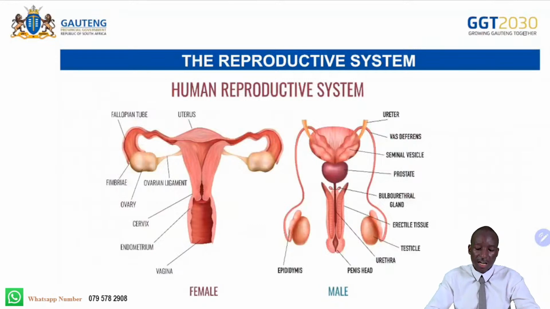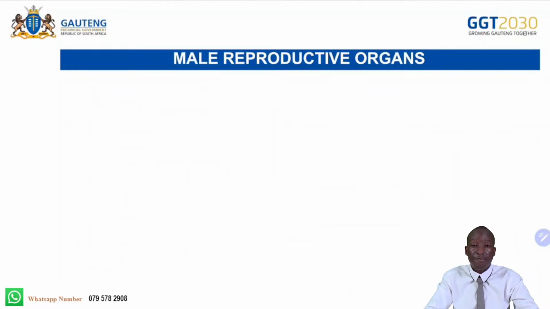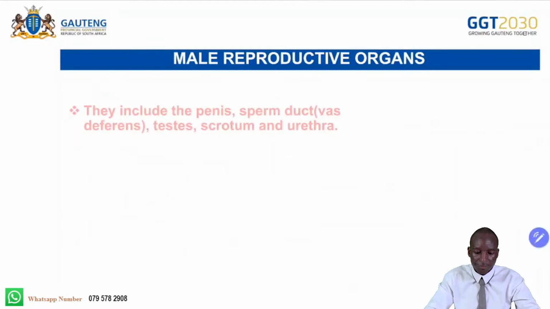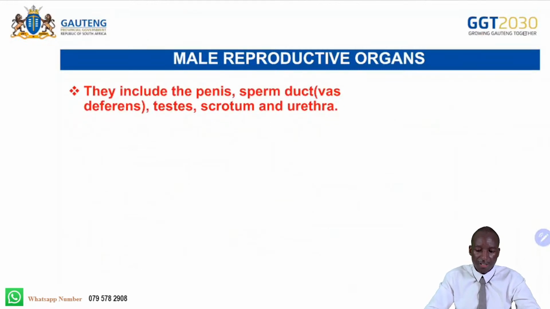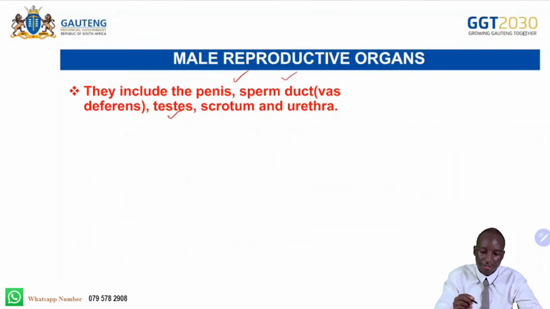Shown on the diagram there, we've got all the parts that are shown on either side. That is the female reproductive system and the male reproductive system. Let's look at the organs in detail. First of all, we're going to begin with the male reproductive organs. Look at them one by one and also find out where they are located and the function of each one of them. These include the penis, the sperm duct, the testis, the scrotum, and the urethra.